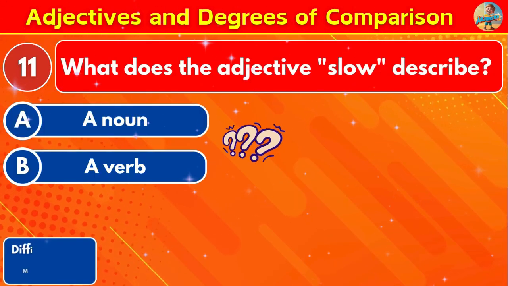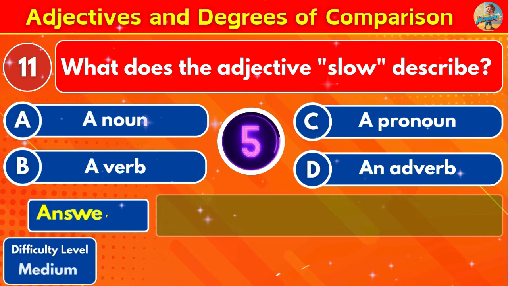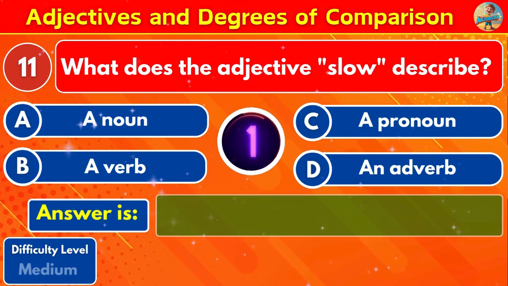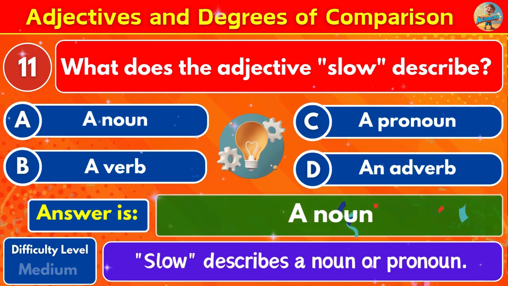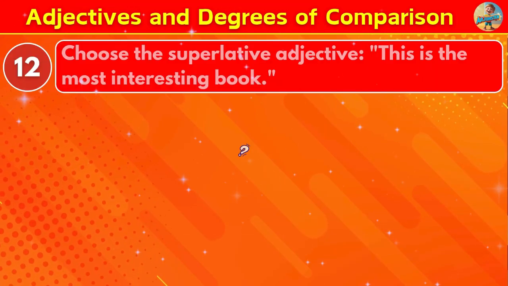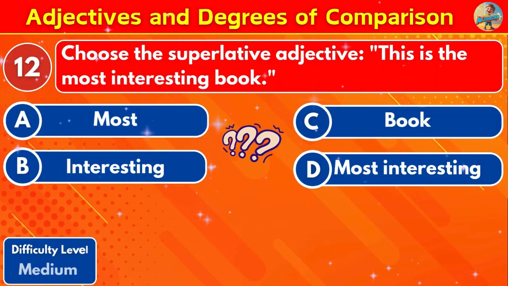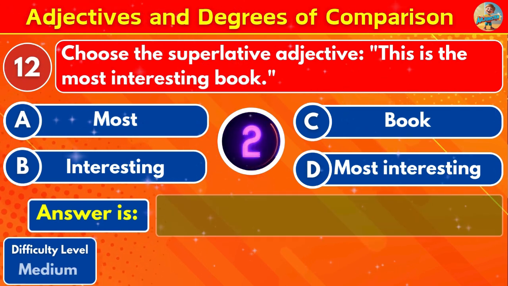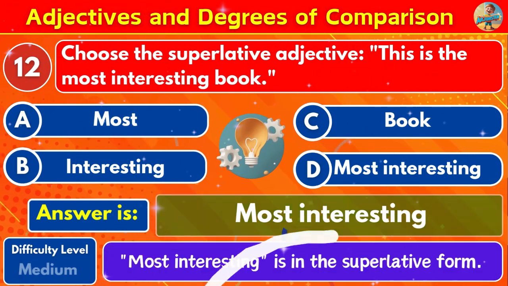Question 11 is, what does the adjective slow describe? Answer 11 is a noun. Question 12 is, choose the superlative adjective, this is the most interesting book. Answer 12 is most interesting.